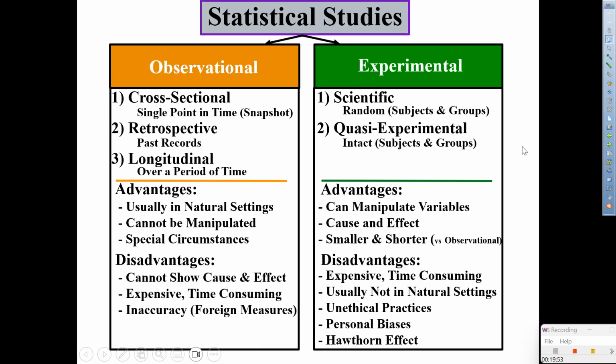Ethan, what is the difference between scientific versus quasi? Which means what? Scientific is random, yes. Quasi is intact, but what does that mean? Quasi, the groups or subjects are chosen for you. Yes, that is correct. And scientific? You choose randomly. Yes. We got it? Yes? All right.